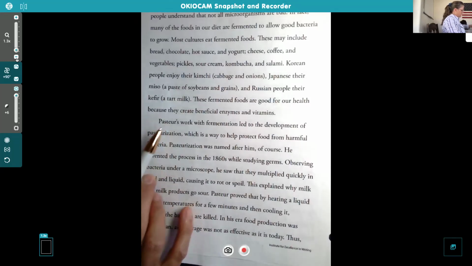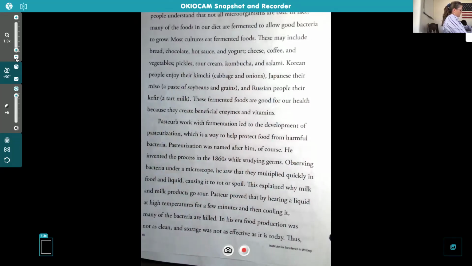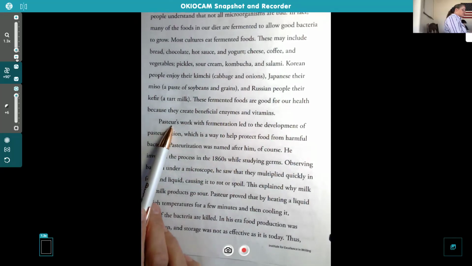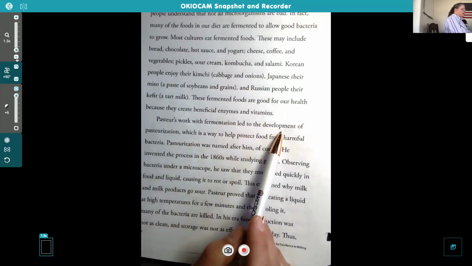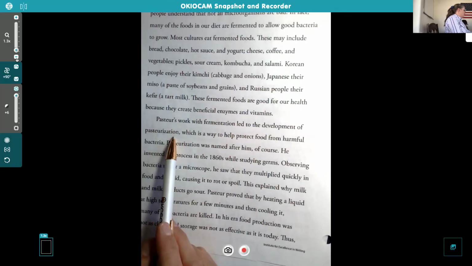We're going to be right here where it says Pasteur's work. Pasteur's work with fermentation led to the development of pasteurization. Have you guys ever heard of that one? Pasteurization? Yeah, like with milk, you pasteurize the milk. Can we write pasteurize something? Not yet. Let's read it first and make sure.